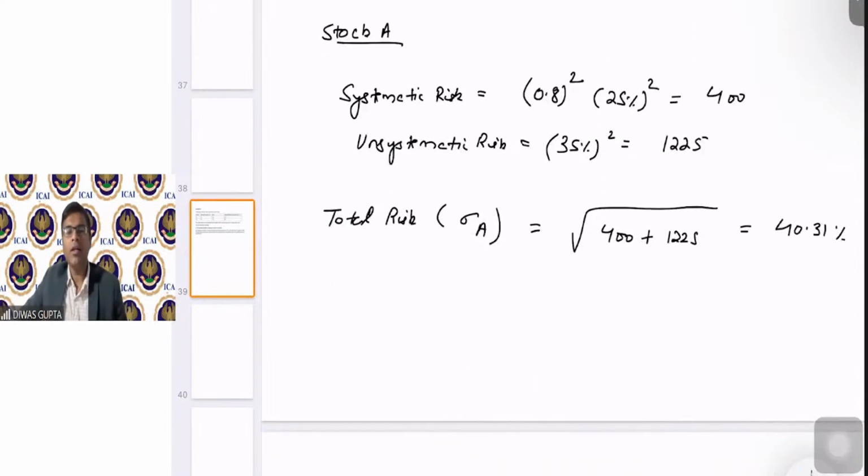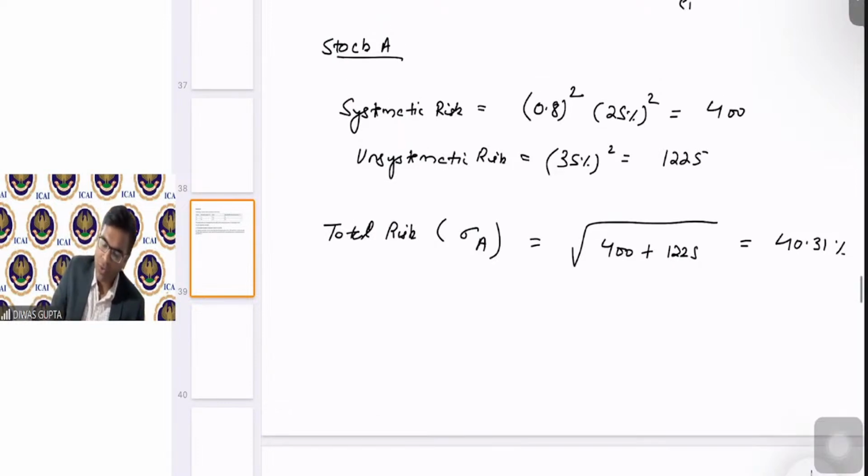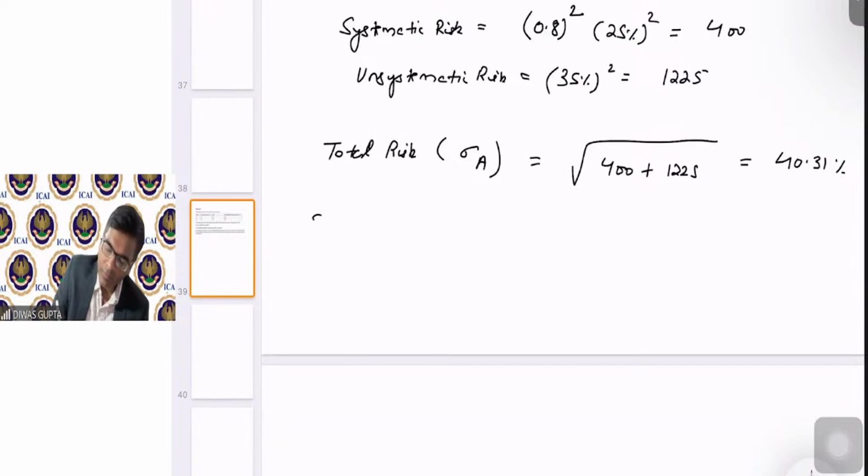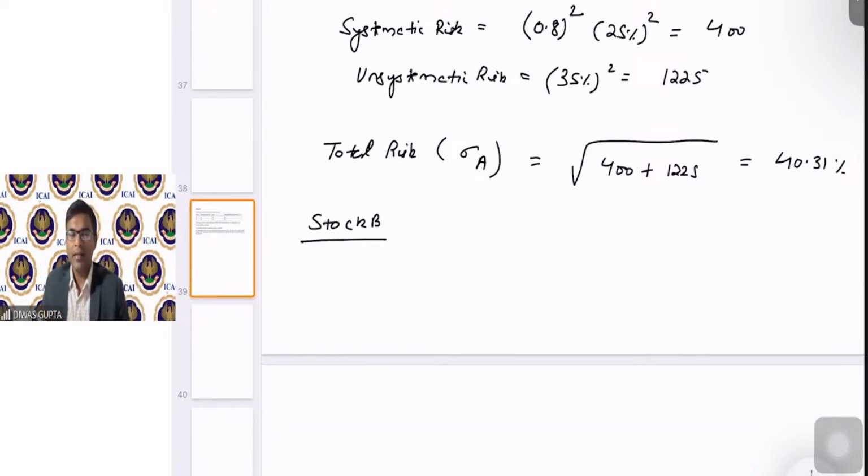So for stock A, the total risk will be 40.31 percentage. Now let's come to stock B. I hope this is easy.